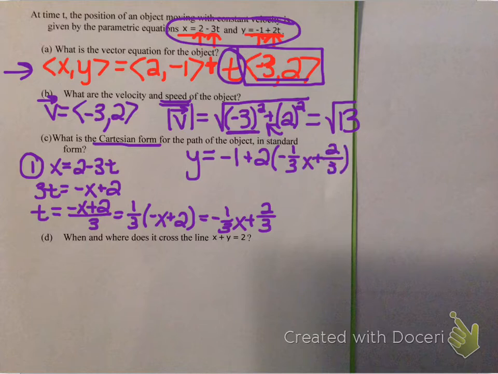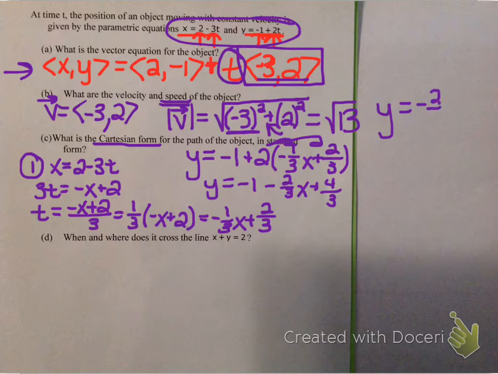2/3. Okay? And so y equals -1, and then the 2 would distribute through the parentheses, so I would have minus 2/3 x plus 4/3. And so I'm going to jump over here off to the edge. So then I would have y equals, and I would combine my like terms, and I would have y equals -2/3 x plus 1/3.